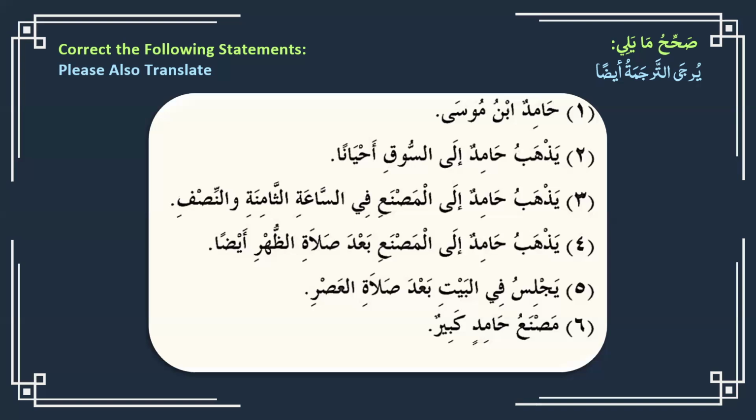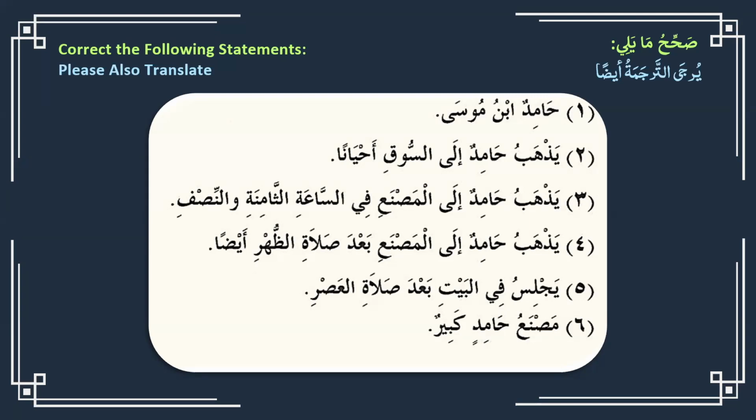The first sentence is Hamidun ibn Musa. Hamid is son of Musa. I think that is correct. Musa is the son. Hamidun ibn Musa. Remember that Musa was the son. Yeah. Then in that case it would be Musa ibn Hamidin. That is correct. Let's keep going. Second sentence is Yadhabu Hamidun ila suqi ahyana. Hamid goes to the market sometimes. Let's make the English translation first, and then we'll see. Hamid goes to the market sometimes. That's fine. Let's keep going. Let's make the translation only, and then we'll go to the next exercise to do the correction.